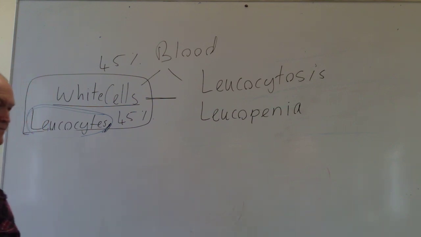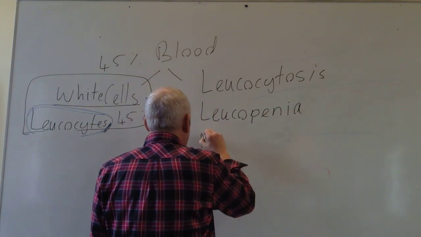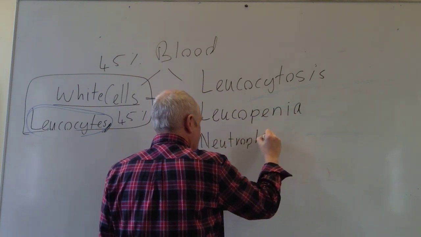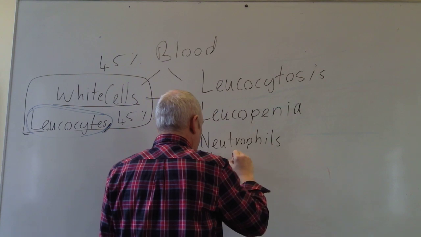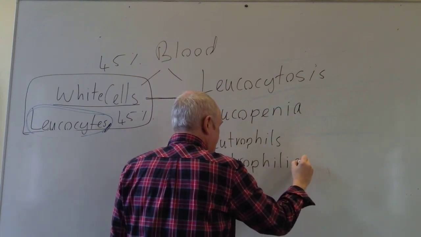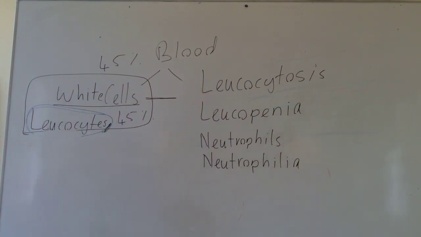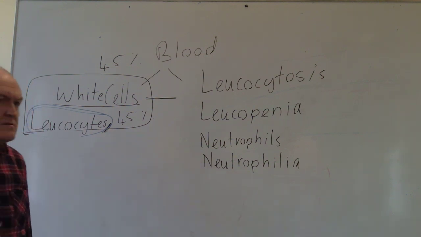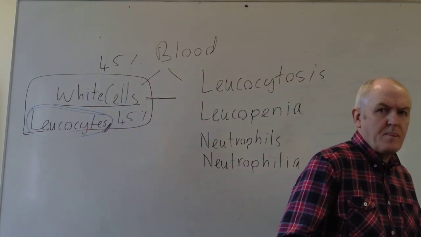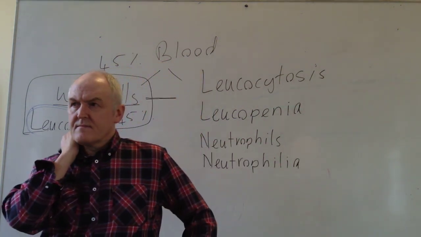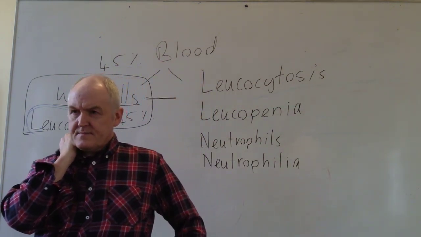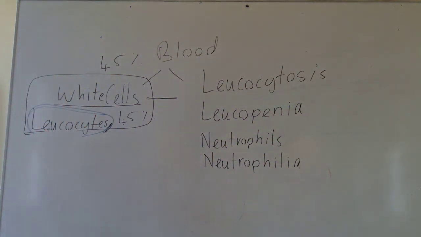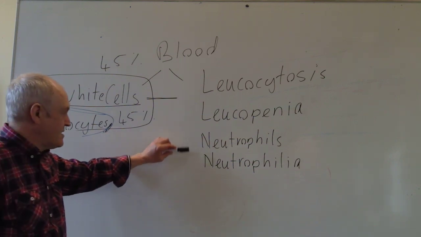Now, do you remember the different sorts of granulocytes? Yeah, so we could have neutrophils. And if there's an increase in the number of neutrophils, we can call that a neutrophilia. A neutrophilia would be an increase in the number of neutrophils. What might that indicate? Bacterial. Absolutely, bacterial infection, well done. So neutrophilia would be an increase in the number of neutrophils.